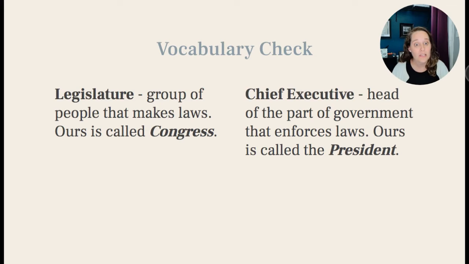A couple of terms that you need to know. First is the legislature, and this is the group of people that actually makes the laws. We call our legislature the Congress. So these are the people that we vote for to make our laws. The other term that you need to know is chief executive, and this is the head of the executive branch. Our chief executive is called the president. These terms are going to be really important so that you can understand the next couple of types of democracies.